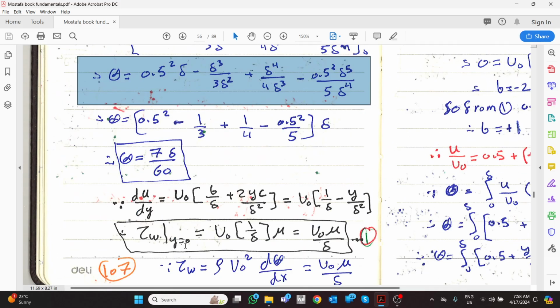So when we apply shear stress at the wall from this equation, multiply by mu, while y equals 0 at the wall, this term is 0, so it is u naught times 1 over delta times mu, which is u naught mu over delta. Simple. Then apply the same concept, that the wall shear is equal to rho u naught square d theta by dx. It should be equal to u naught mu over delta.